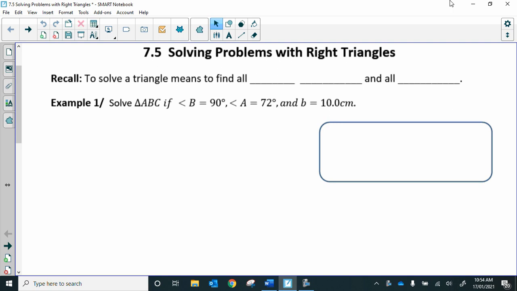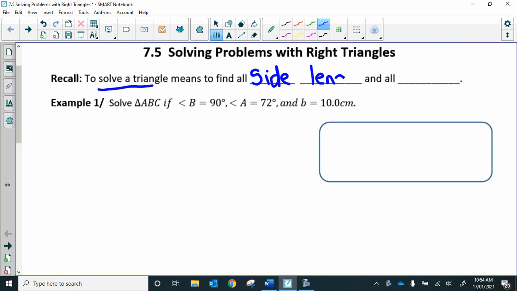If a question in the textbook asks you to solve a triangle, it actually means they want you to find all side lengths and all angles. So if a question in the textbook says solve the following triangle, what they're actually asking you to find is all the unknowns, all the unknown sides, and all the unknown angles.